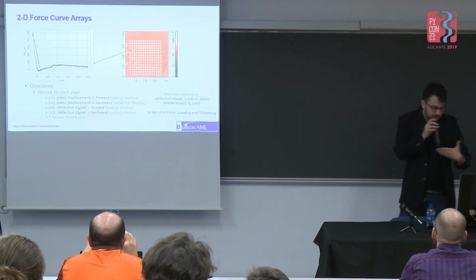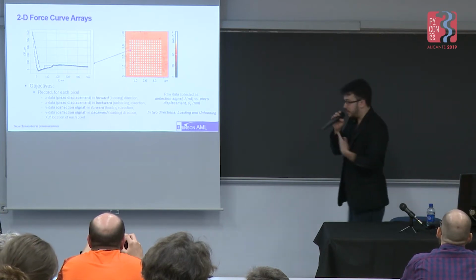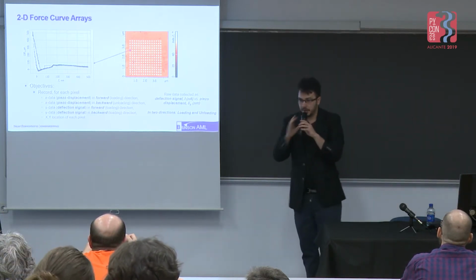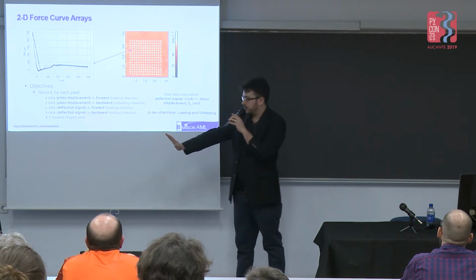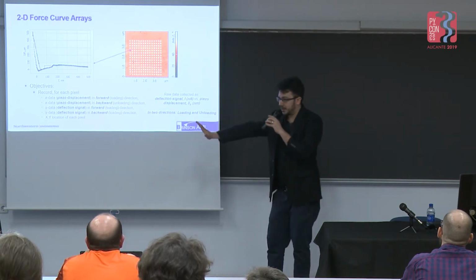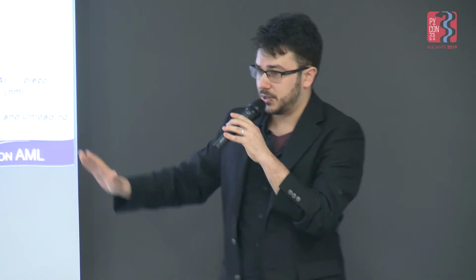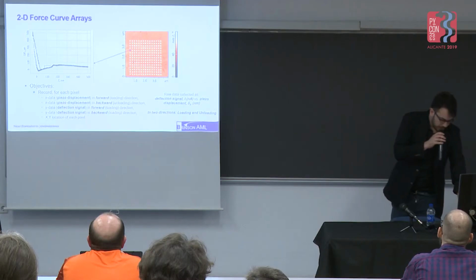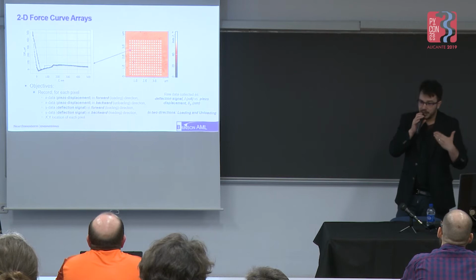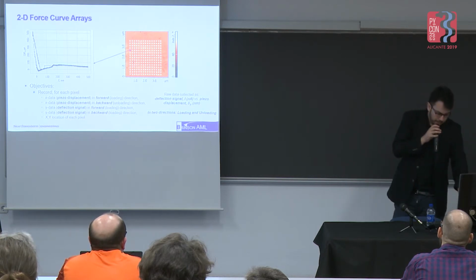But in order to do that, we had to figure out, okay, what type of information do we want to get from the instrument? So what we're looking for is the X data, the displacement data going into the curve, the X data, displacement data coming out of the curve, and similarly the Y deflection data in both directions, as well as the location of each force curve in the experiment. In order to do that, we have to look at how the instrument outputs the data.